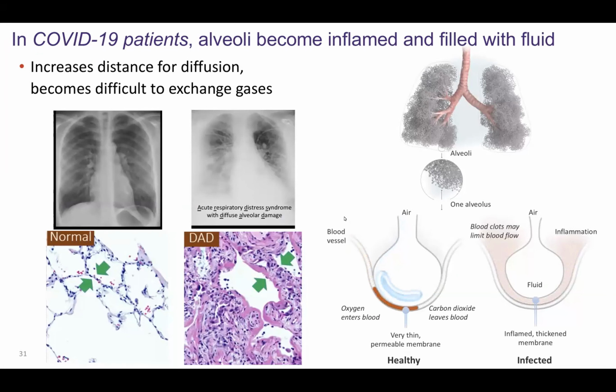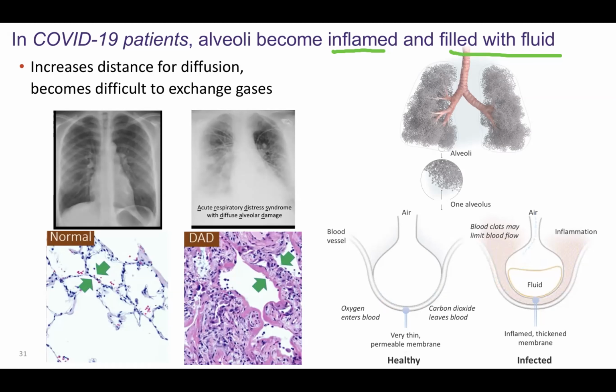In COVID-19 patients and in other patients with other respiratory conditions, one thing that can happen is that alveoli can become very inflamed, meaning swollen. There's an increase in interstitial fluid. And the alveoli themselves can be filled with fluid.